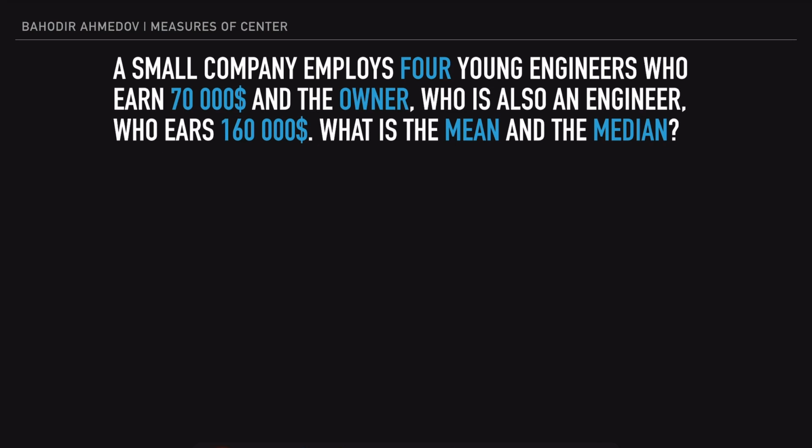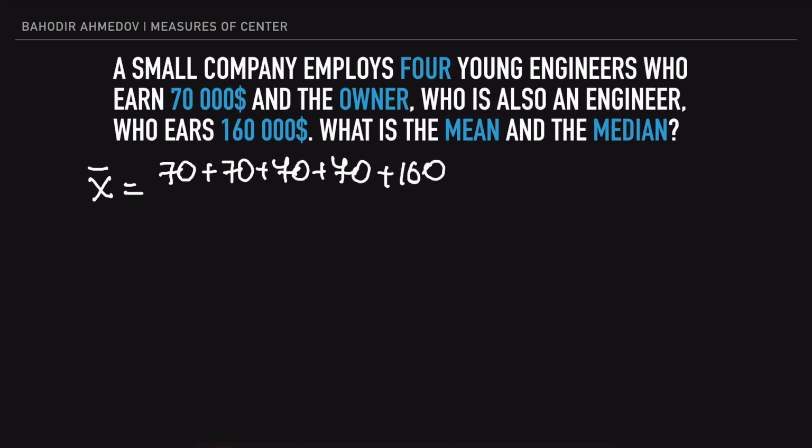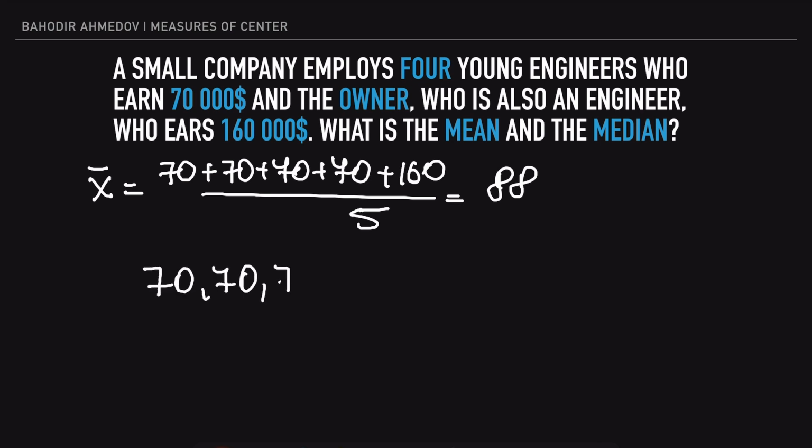In order to find the mean, we have to add all of the values. It is going to be 70 plus 70 plus 70 plus 70 plus 160, divided by 5, and the mean is going to be equal to $88,000 per year. And the median in this case: we sort these 5 numbers in ascending or descending order, and then choose the value which is in the middle, which is 70.